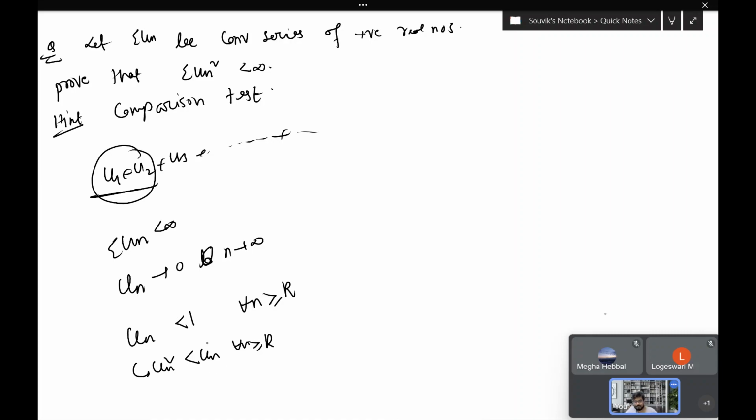So I mean, did you get the point? So how did we say un is less than 1? Yeah, because summation un is convergent, so un goes to 0, right?